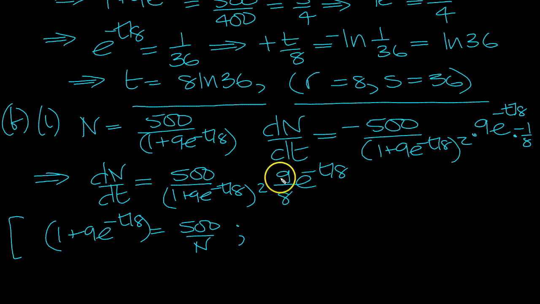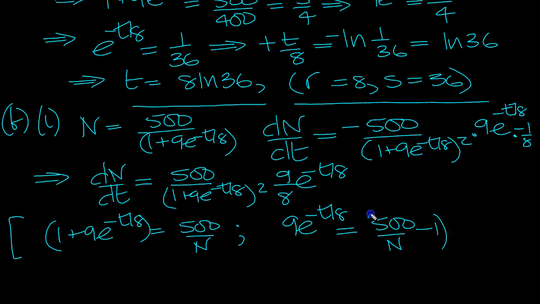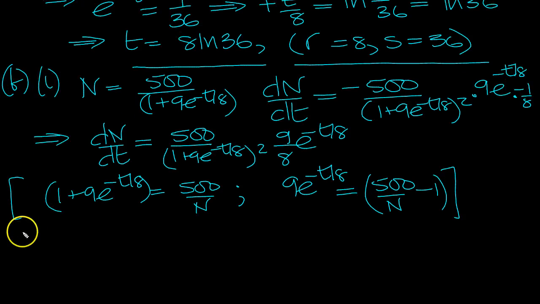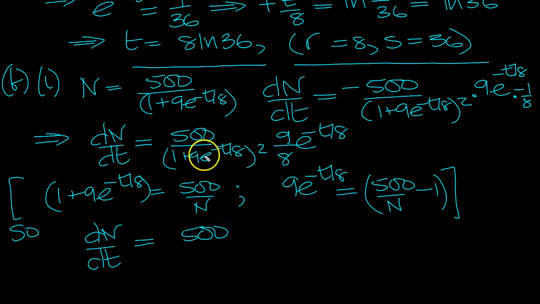We also need 9e to the minus t over 8 to put in as well, don't we? So we can just move the 1 across. 500 over n minus 1. So there's the two things we need. So dn dt then is equal to 500 over this squared.